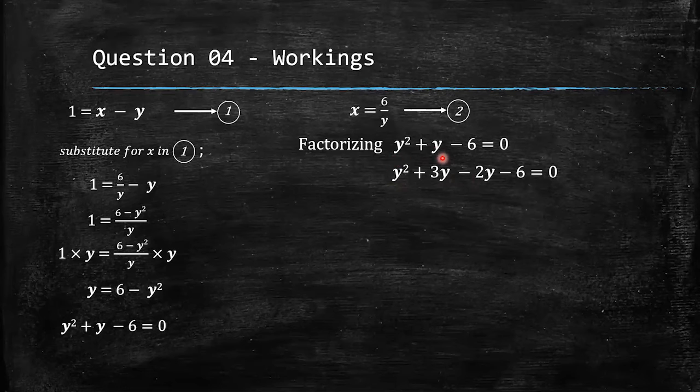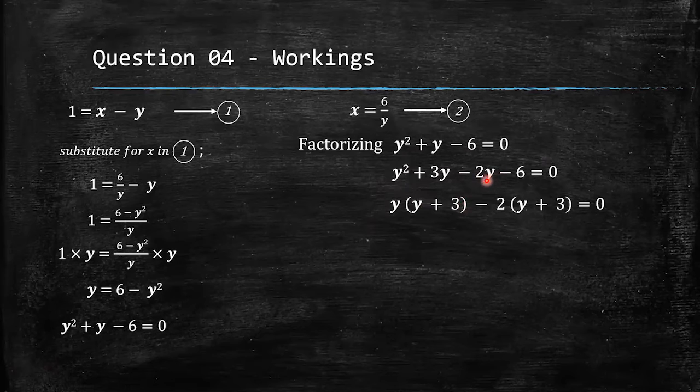Now you consider these two terms together and these two terms together. So you can see in these two terms, y is common and I have taken y out. So once you take y out from this, you will obtain y here. The y will remain in the brackets. And once you take y out, 3 will remain in the brackets.